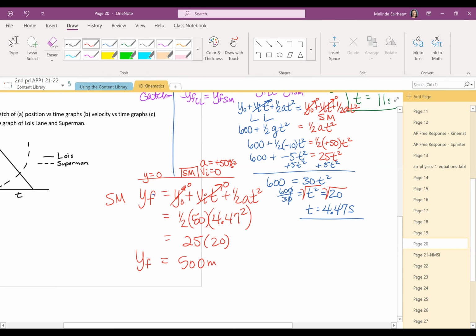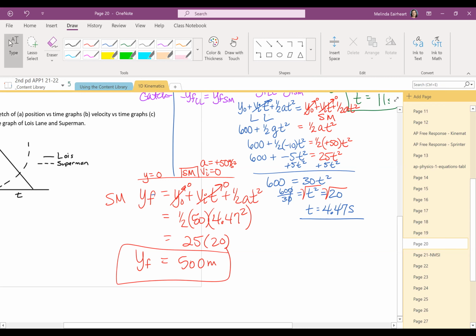Where's my rebel? Who did Lois? No rebels in the room? Okay. You should get 600 minus 5 times 20, minus 100, 500, okay?